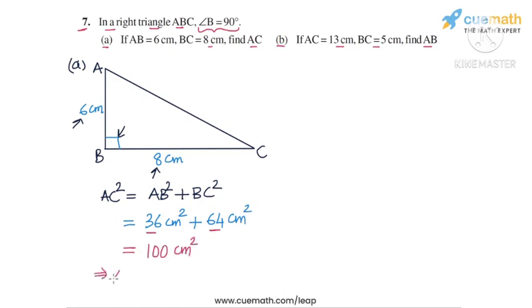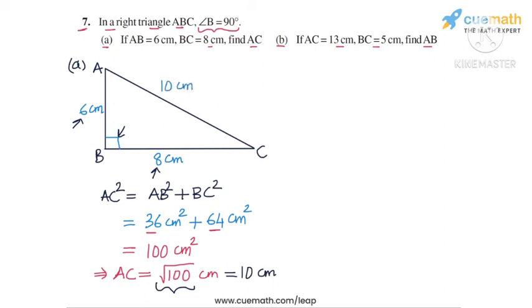And this means that if we take the square roots on both sides, AC will be equal to root of 100 centimeters. Now to calculate root of 100, we can either use prime factorization or the division method, but because the value inside the square root is very simple, we know that the square root of 100 is simply 10. We can write it directly as well. So the length of AC will be equal to 10 centimeters. So this is the answer for the first part. The length of AC is equal to 10 centimeters.